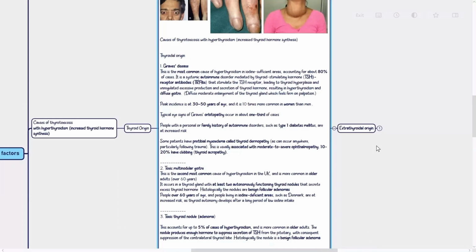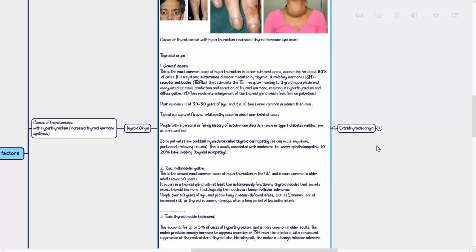This is the second most common cause of hyperthyroidism in the UK and is more common in older adults, over 60 years. It occurs in a thyroid gland with at least 2 autonomously functioning thyroid nodules that secrete excess thyroid hormone. Histologically, the nodules are benign follicular adenomas. People over 60 years of age and people living in iodine-deficient areas such as Denmark are at increased risk, as thyroid autonomy develops after a long period of low iodine intake.